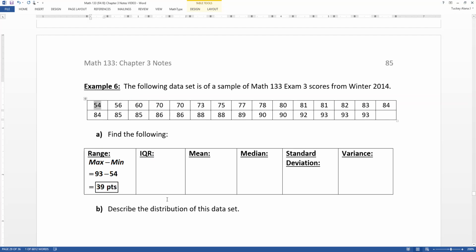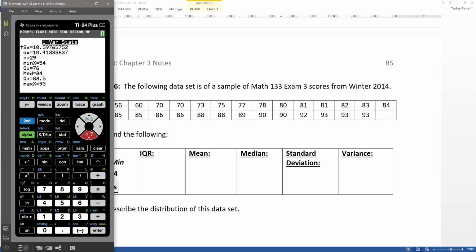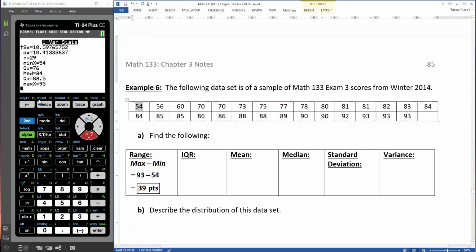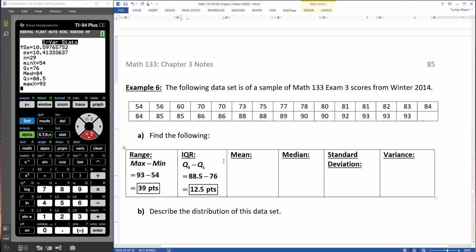Now, if I didn't put the data set in order, it wouldn't matter because your calculator finds the max right there at 93 and the min 54. The calculator doesn't find the range, but it'll find the pieces for the range. Similarly, the calculator doesn't find the IQR either, but it does find Q3 and Q1. You can see them right there in the one variable stats output. So the IQR is Q3 minus Q1, which would be 88.5 take away 76, which is 12.5.